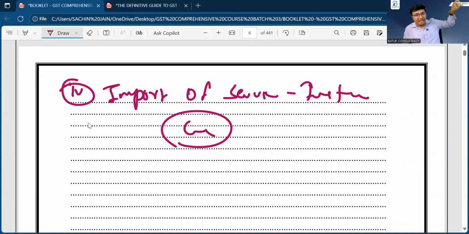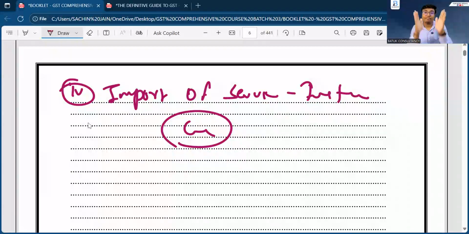So import means when I am going to take the services from outside India, that will be called import. And in case of import, the person who is providing the services to me is not going to pay tax because that person is outside India. So I have to pay the tax, and I will claim the input tax credit. Logically, when I am taking the services from outside India, obviously I have to pay a very huge amount of taxation.